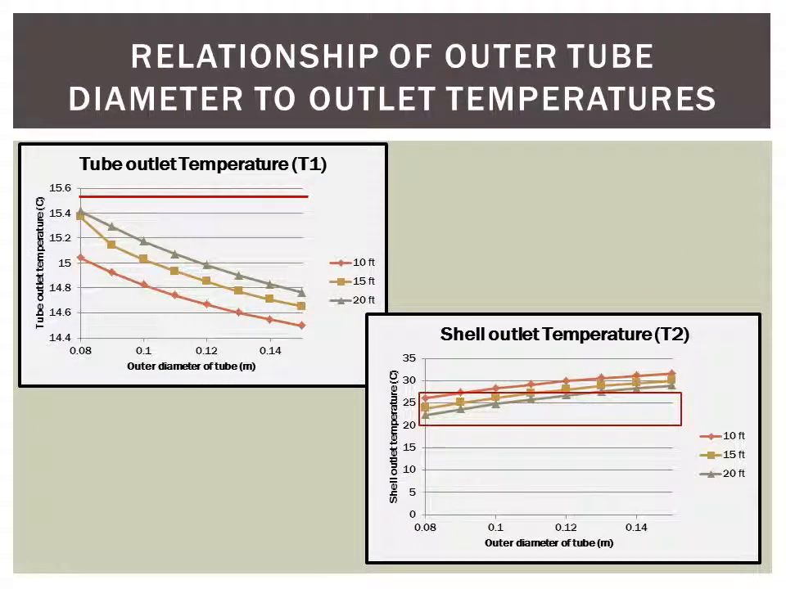It was found that the change in outer diameter of the tube and length of the tube had the largest effect on the pressure, so these variables were altered to find the most optimal result. The two graphs display the effect that these two variables had on the outlet temperatures, both of the tube and of the shell. It is important to remember that the tube outlet temperature must remain below 15.5 degrees Celsius, and the shell outlet temperature must stay between 21.2 and 26.6 degrees Celsius.